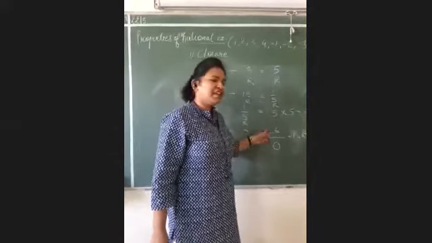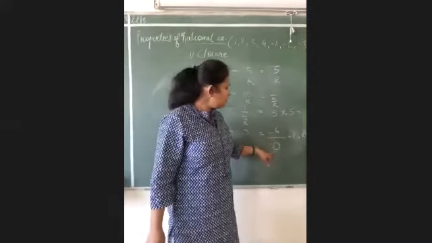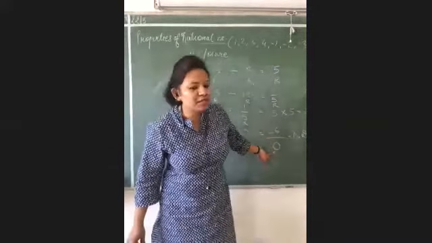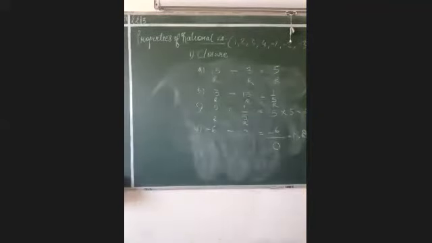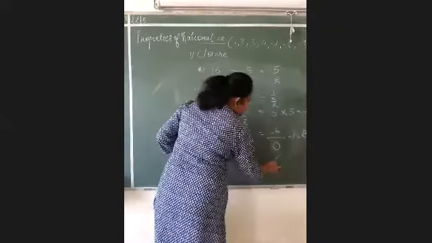a number which is written in the form of P upon Q, where Q is not equal to 0. But here, Q is equal to 0. It means it is not a rational number. It is violating the definition, isn't it? So it means the last condition is not giving you a rational number.